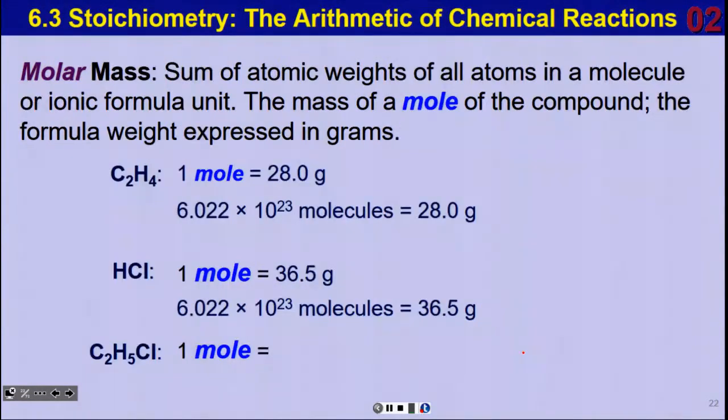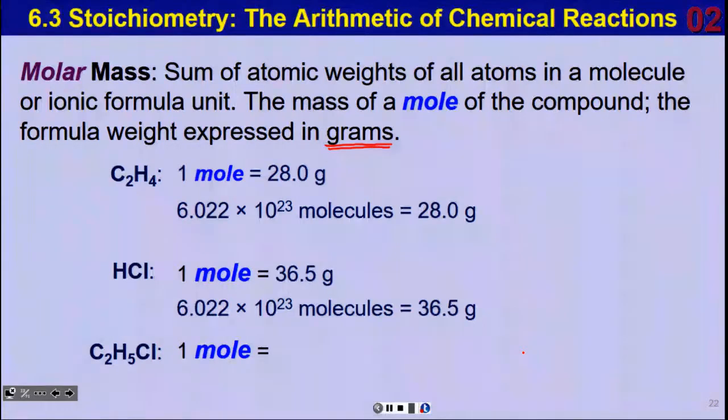But now we have to think in terms of something besides atoms. We think in terms of moles of atoms and molecules. So we'll use the molar mass. We've learned about this previously. We're bringing it back now. The molar mass is the sum of the atomic weights of all the atoms in a molecule or an ionic formula unit. But the mass of the mole is the formula weight expressed in grams.